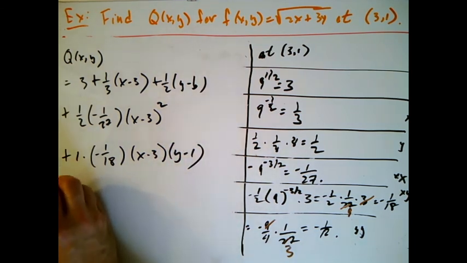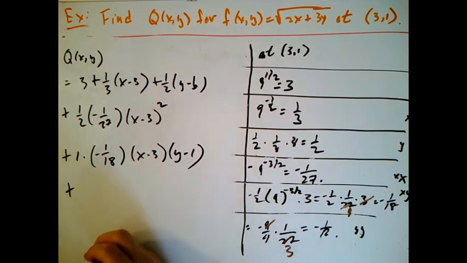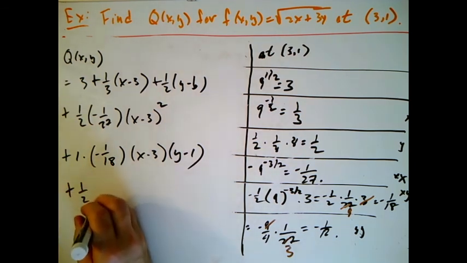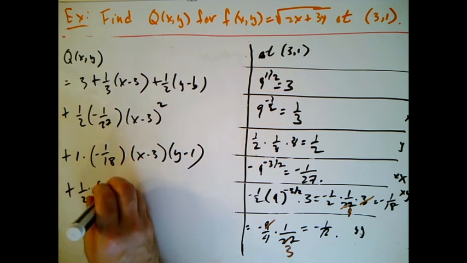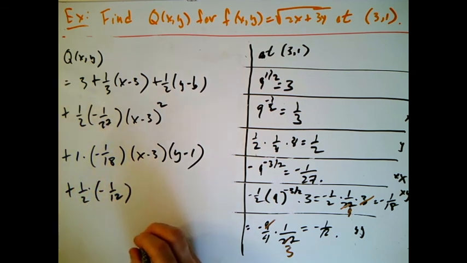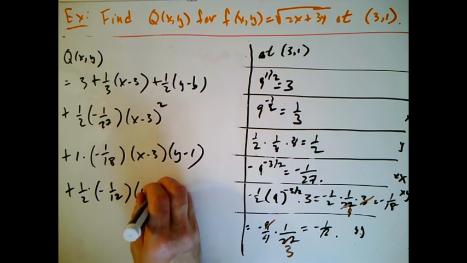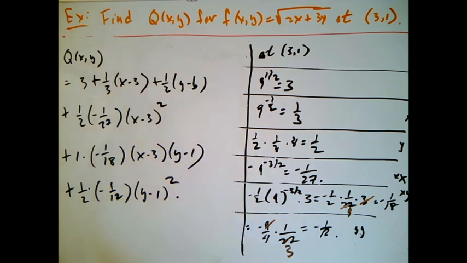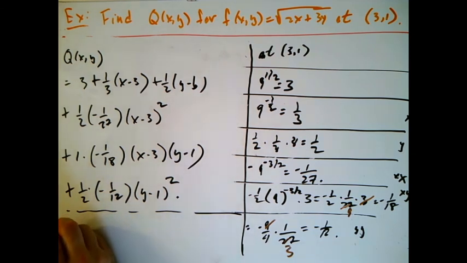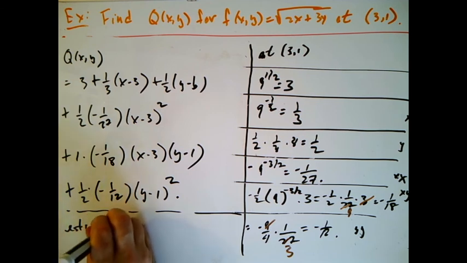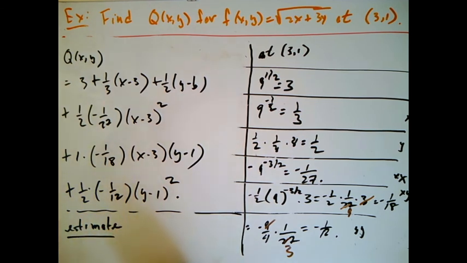And then finally, I want fyy, which is, well, I need my 1/2 times fyy, minus 1/12. This is fyy, so what I'm going to get here is y minus 1, quantity squared. And we have our quadratic approximation. I'm not going to actually use it, but I will say, hey, what would it be used for? Yes, we could use this to estimate the function value of any point that's close to 3,1.